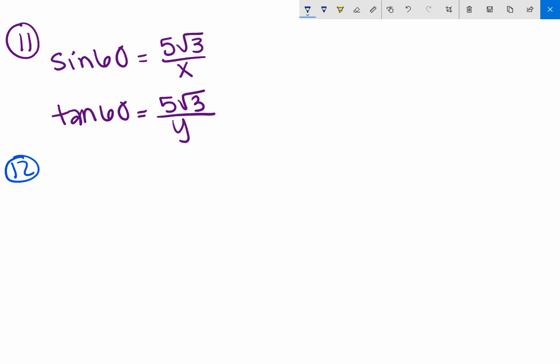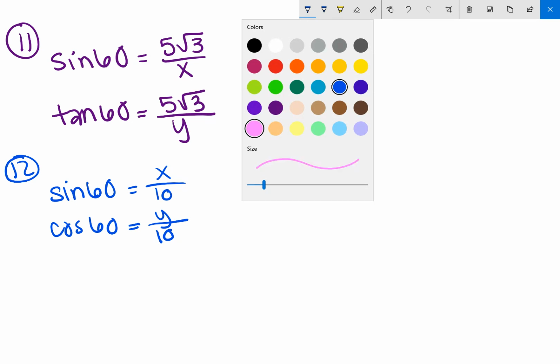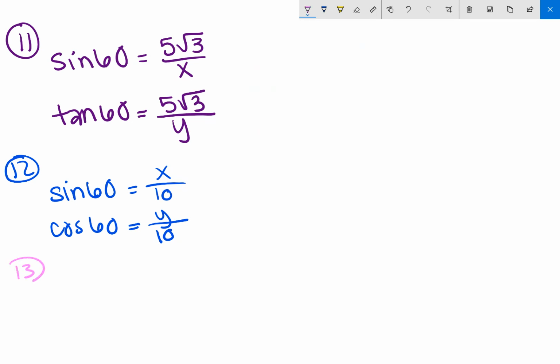But for 12, because we need that X and the Y, I would use sine again. So sine of 60 equals opposite X over adjacent 10. Okay, and then to find Y, I would just use cosine of 60 equals adjacent over hypotenuse 10. Okay, and again, you're plugging in the values on your own. You can handle it, I promise.